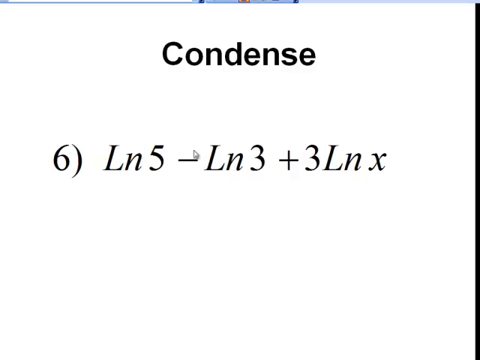Okay, we can condense using the same process. You're going to have 5. Minus turns into division, 3. Plus turns into multiplication, and the power jumps up. So it's going to be 5. x cubed, because this is positive, jumps up. And then the minus 1 goes on the bottom.